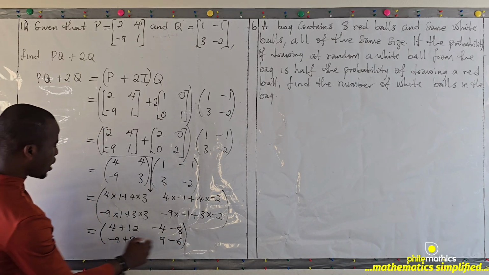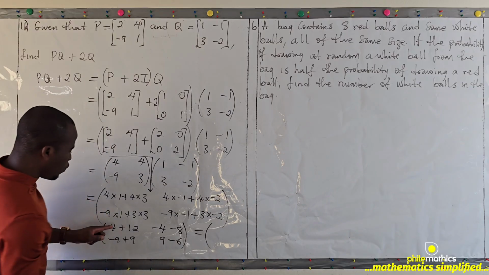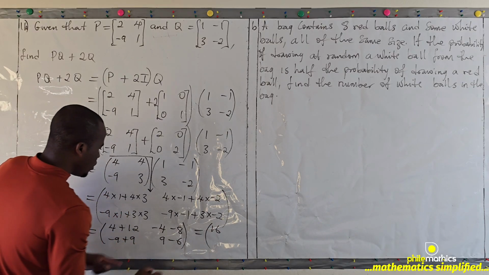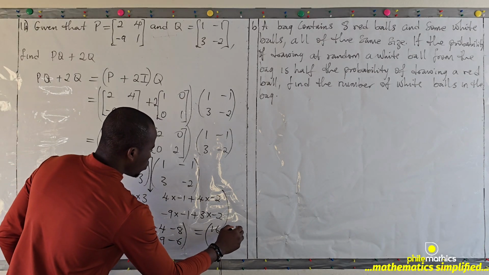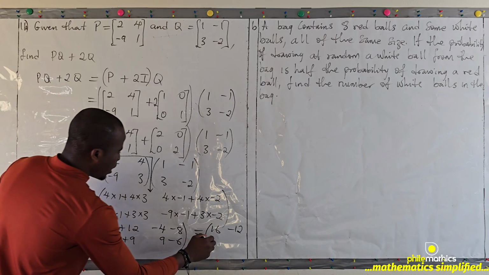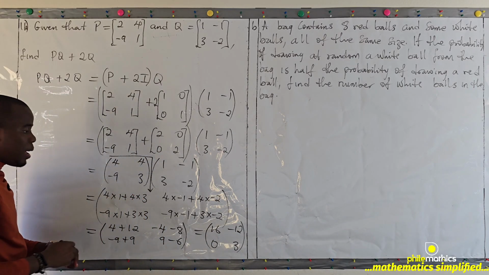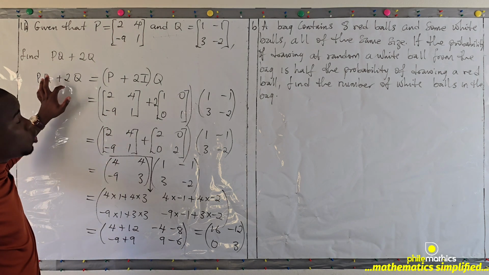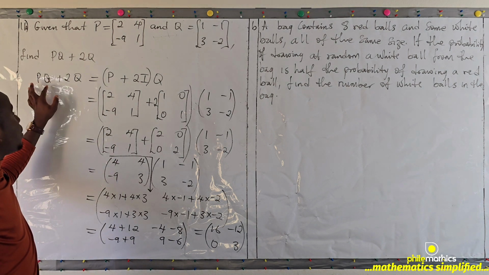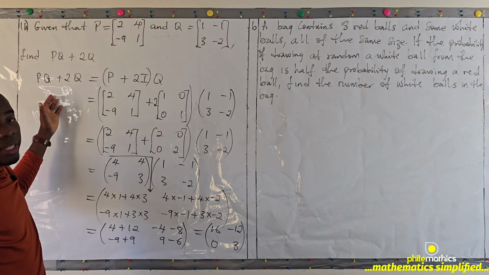And so if we add this together, we'll get 4 plus 12, 16, minus 4 minus 8, minus 12, minus 9 plus 9 is 0, 9 minus 6 is 3, which is the same answer you will get when you choose to go through the longer process. Multiplying this and then 2 times this, you get the same answer.